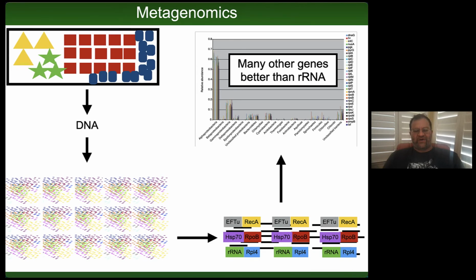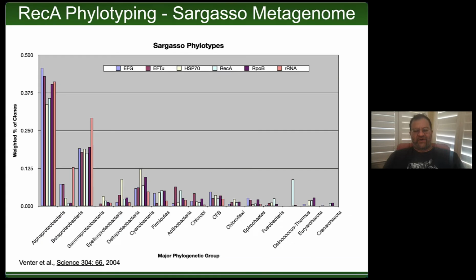I went through and made a list of 6 marker genes to look at, 5 protein sequences, elongation factor 2, RecA, HSP70, RPOB, and ribosomal protein, and then ribosomal RNA, and showed that, in fact, these not only worked really well for doing phylogenetic analysis of uncultured organisms, but in some cases worked better than ribosomal RNA because the copy number variation was very low between taxa for these genes, unlike for ribosomal RNA.